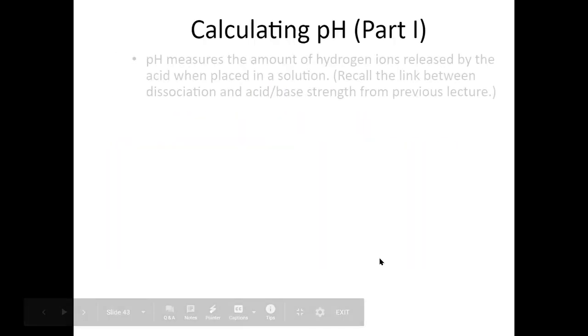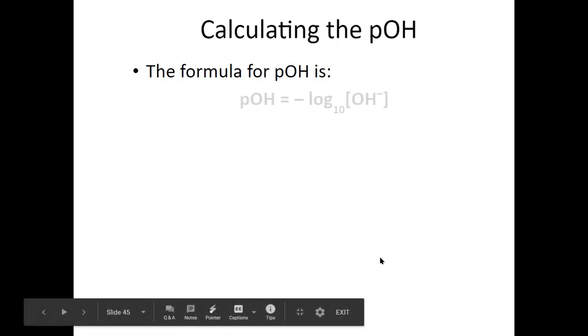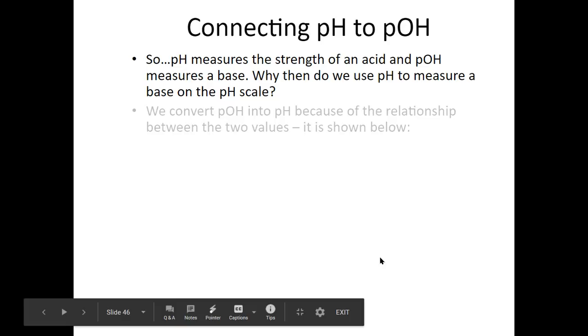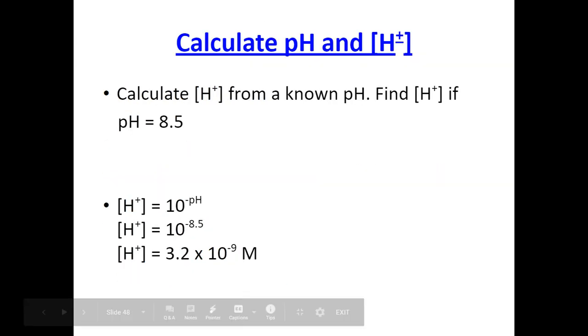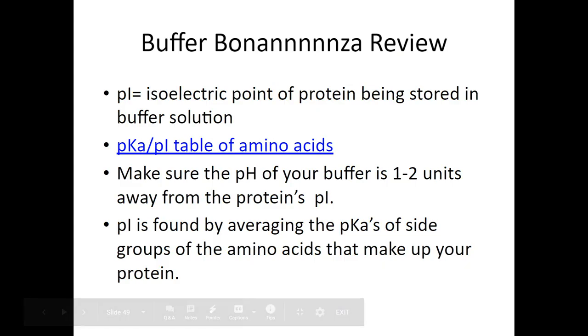Okay, let me move through here and do this thing called Buffer Bonanza. It's kind of a cute little thing. There it is, Buffer Bonanza. That came up a few years ago. It's all multiple choice questions and matching. Now, okay, so let's go back.